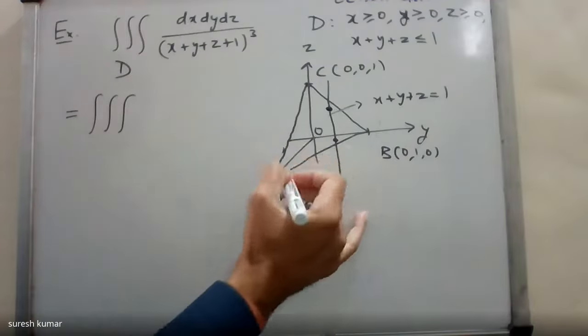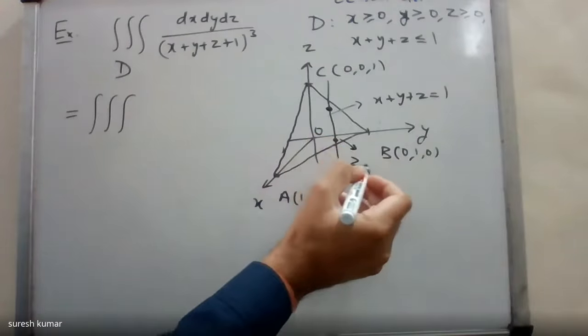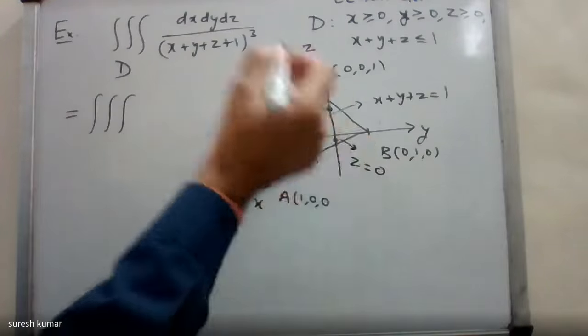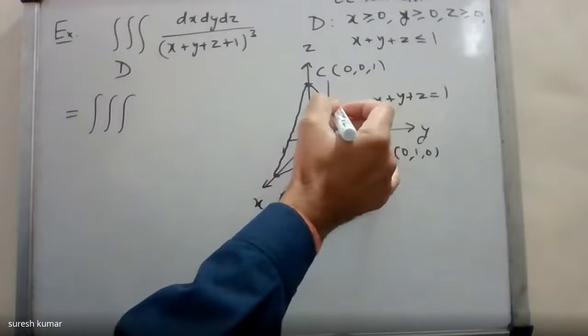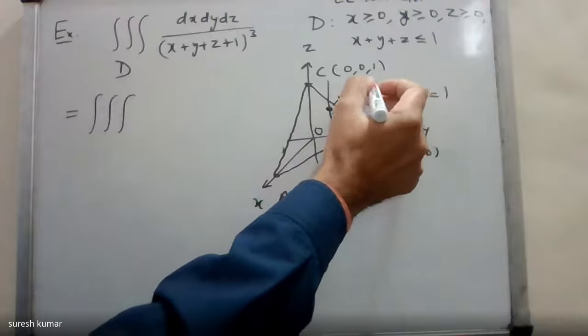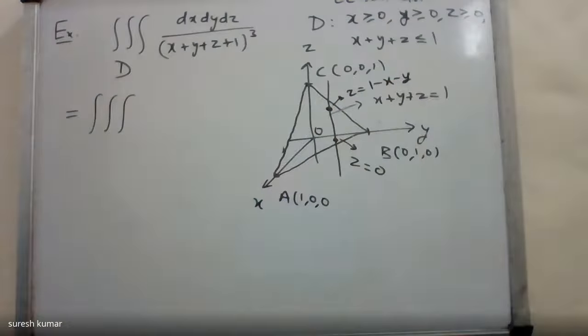The base triangle OAB lies in xy plane. So what is z here? 0. And it goes out of this triangle, but this triangle lies in this plane. So what is z here? 1 minus x minus y. From this equation you can write.